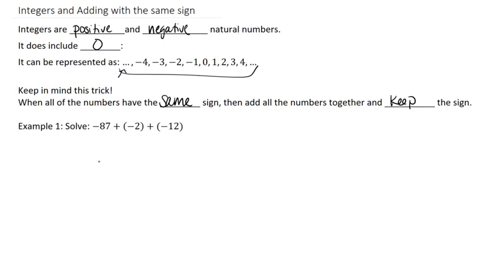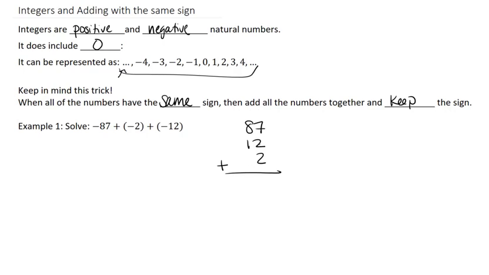We have -87 plus -2 plus -12. So what we're doing is we're just going to add up all 3 of these numbers. And I just did it from largest to smallest, but you could do it either way. But the most important part is lining up our place value. So our 1s are together and 10s are together.